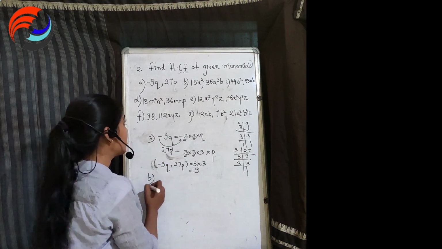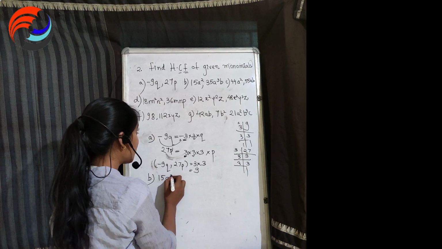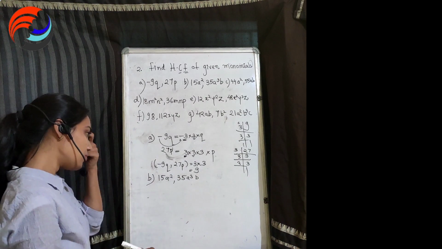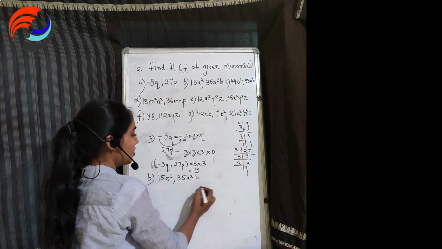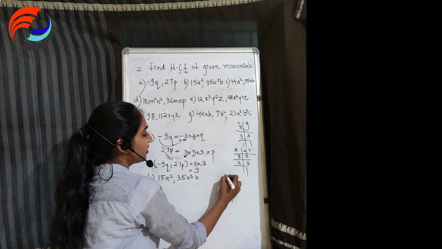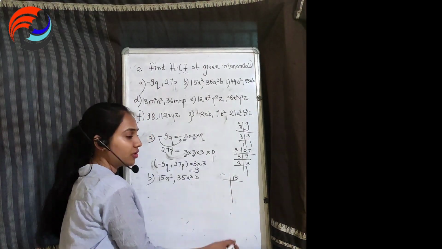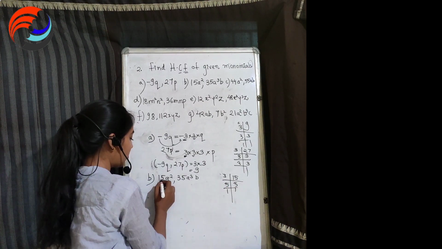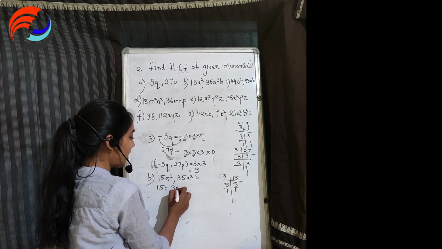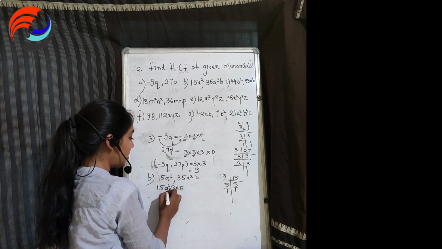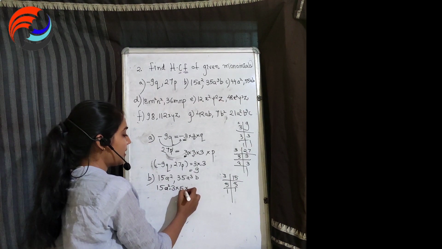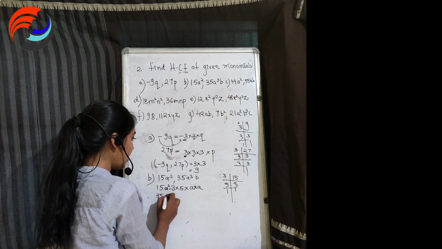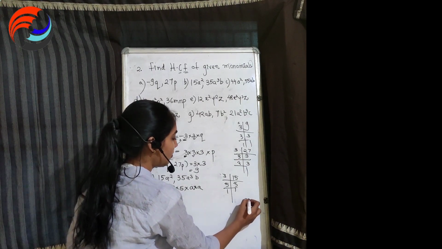Now go for the B question. B is what? 15a square, comma 35a cube b. So now 15a square. What are the factors of 15? We can't divide by 2, so we will go for 3. 3 5s are 15, 5 1s are 5, and 1 here. So the factor of 15 is 3 multiply 5. 15a square is 3 multiply 5, and a having power 2, so we multiply a 2 times. Now 35a cube b, so 35.